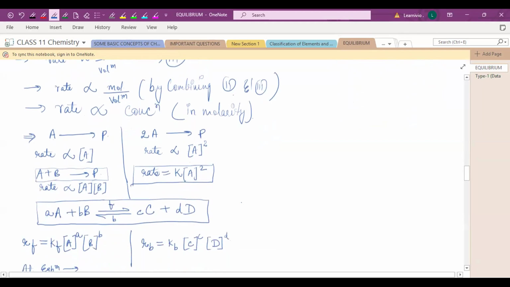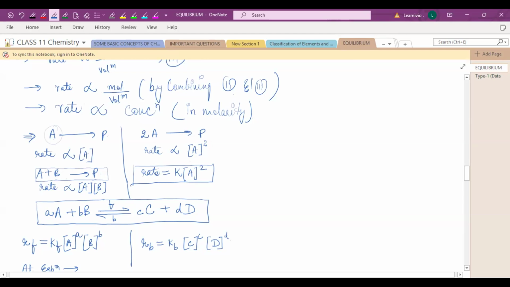Suppose we just take A. A is converting into P. A is the reactant and P is the product over here. So how will you write the rate equation? Rate is directly proportional to the concentration of the reactant. You must have studied this in chemical kinetics. Now suppose we have two reactants, A plus B.